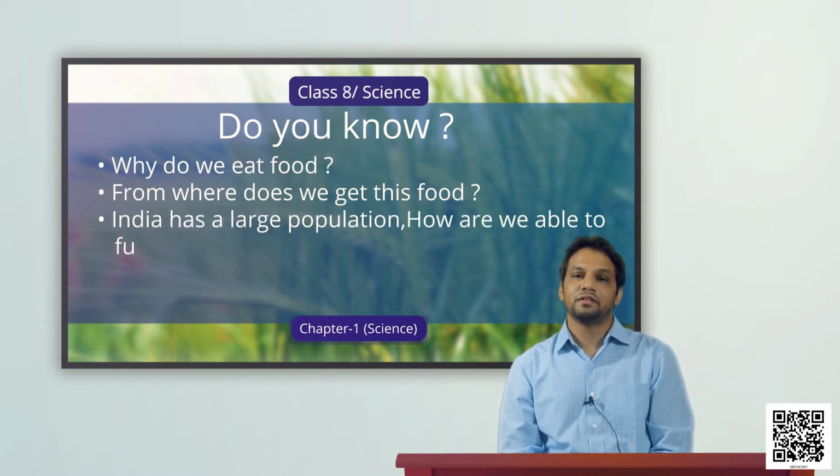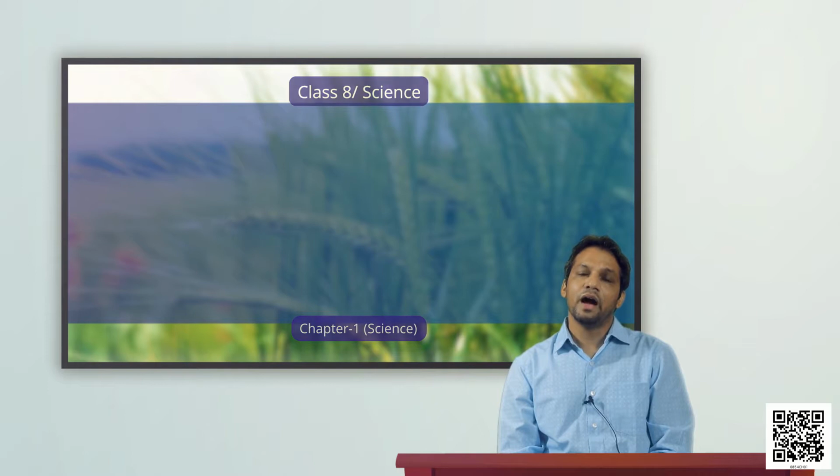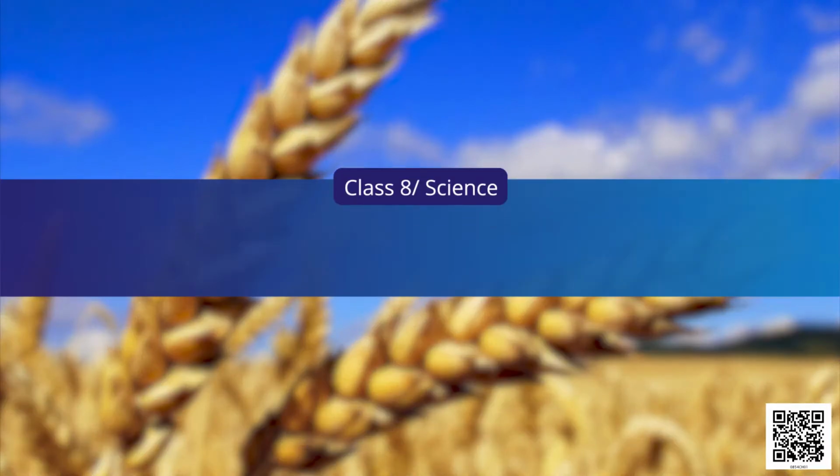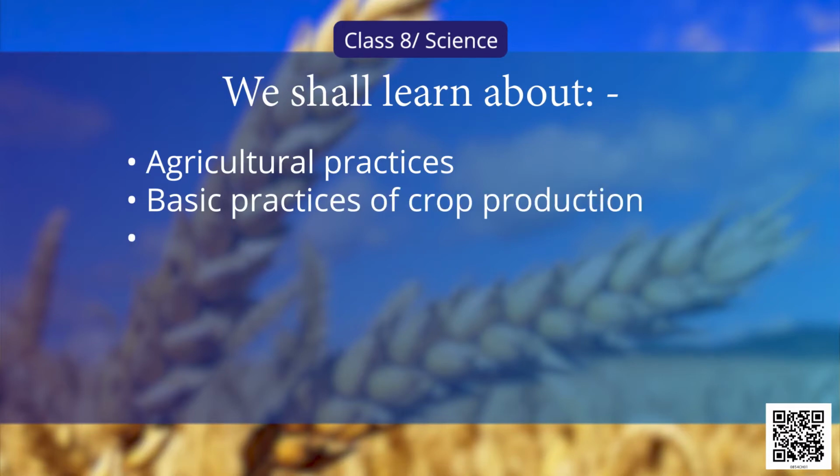Now the next question, India has such a large population, so how are we able to cater to the needs of such a large population? So the answer is, India is self-sufficient in food production and we are able to provide food to such a large population. But to provide food to the growing population, we need to have proper and regular production, management and supply. Today we shall learn about agricultural practices, basic practices of crop production and storage.